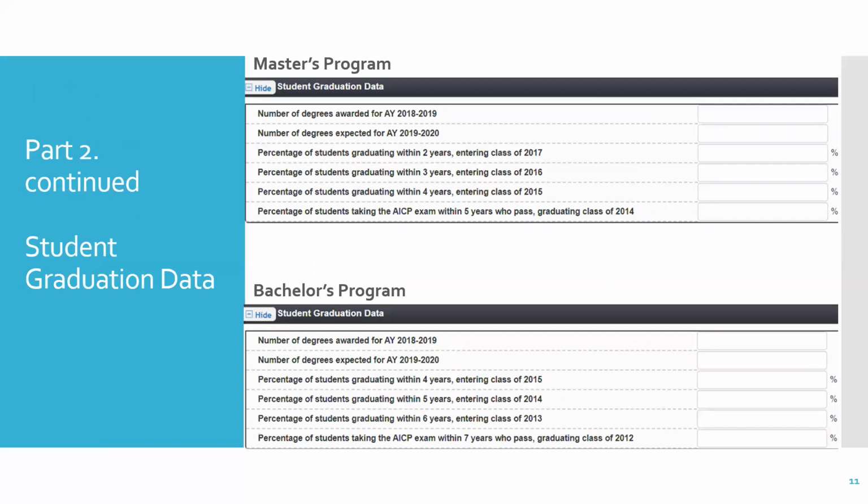The student graduation data section has been expanded from previous year's reports. Depending on which report type is selected when you first begin the annual report, these fields will appear differently for master's or bachelor's programs. 3 of the fields for each program are required on the 1F template. They are indicated here by the 1F squares.